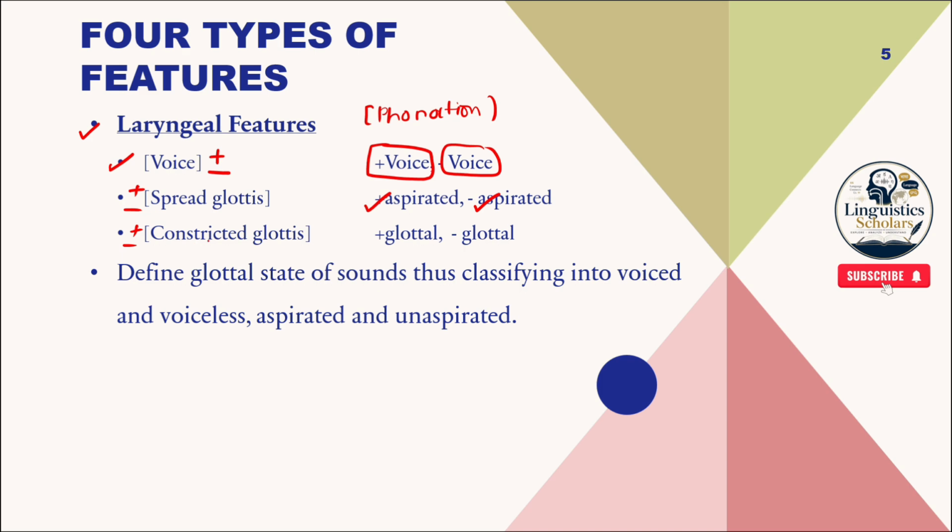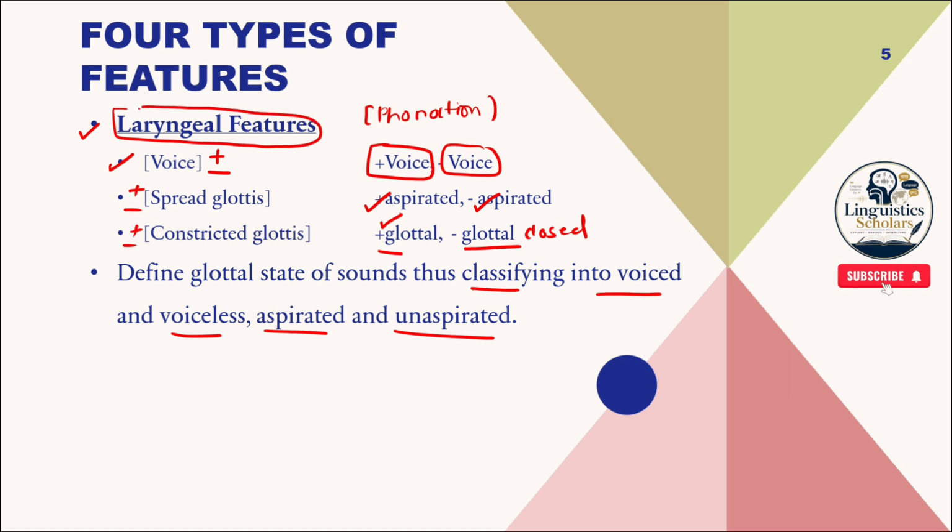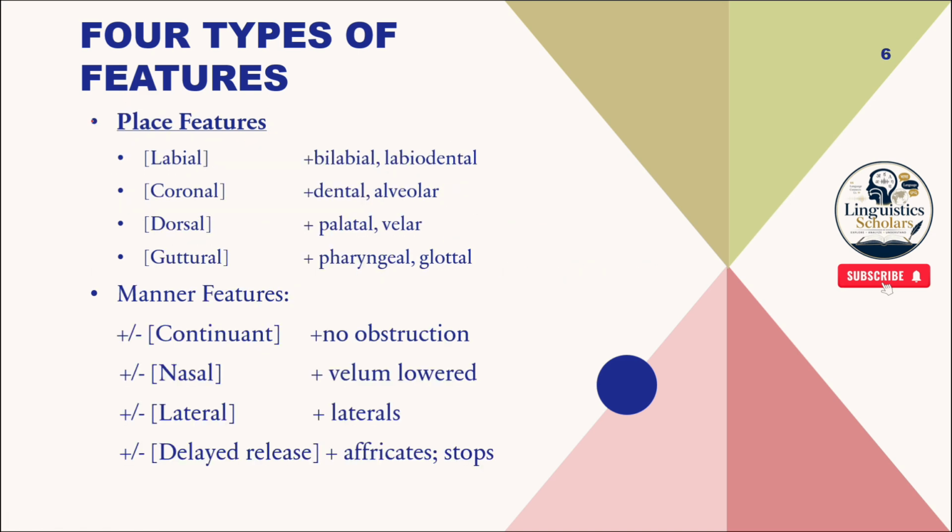And plus and minus constricted glottis. When I say plus, I'm referring to closed glottis, and when I say minus, I'm referring to open glottis. So the glottal state of sound is thus classified into voiced, voiceless, aspirated, unaspirated sounds. So these laryngeal features are helpful in classifying the sounds, whether they are voiced or voiceless, whether they are aspirated and unaspirated. And next we have place features: labials, coronal, dorsal, guttural.